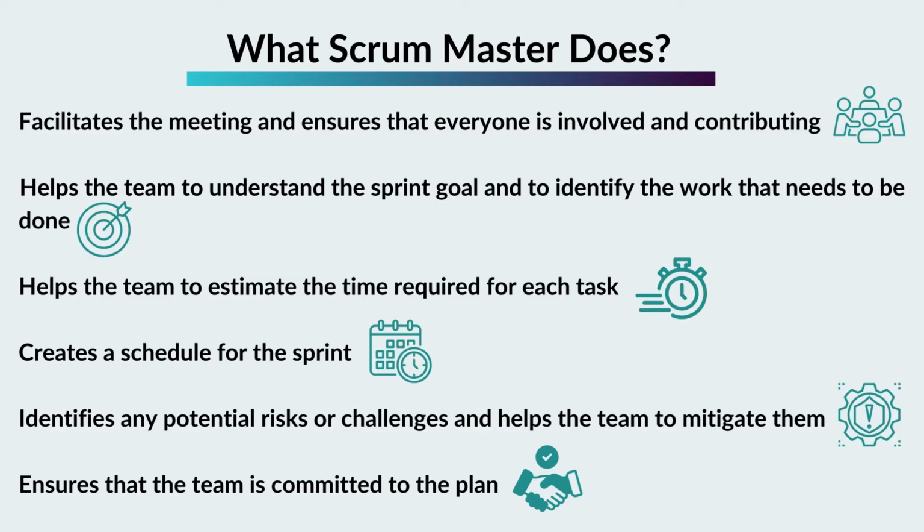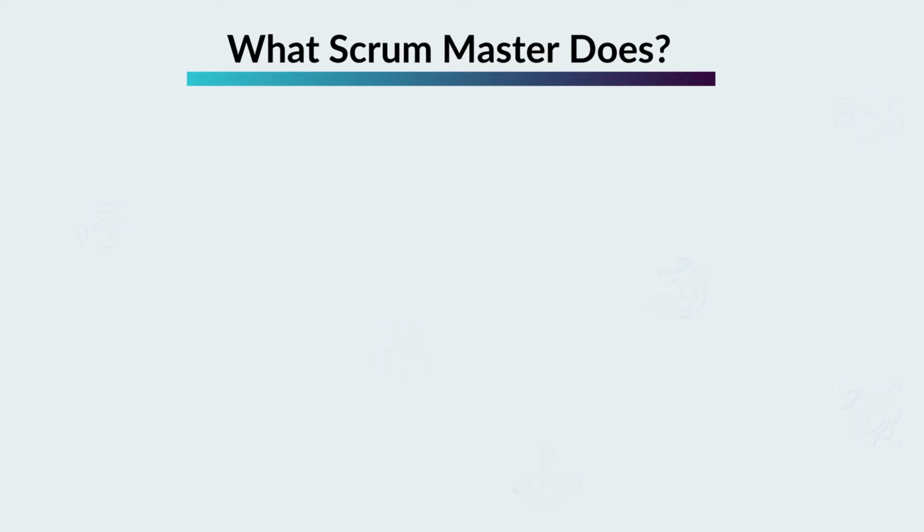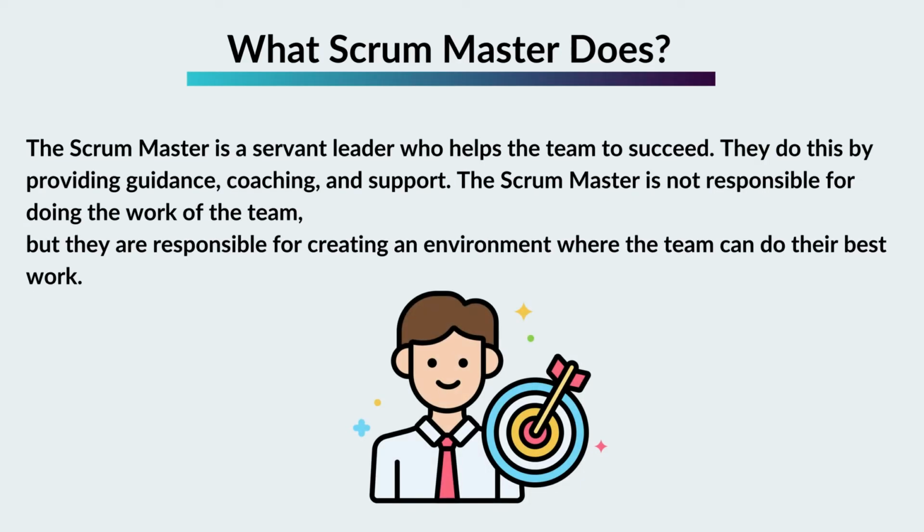The Scrum Master is a servant leader who helps the team to succeed. They do this by providing guidance, coaching, and support. The Scrum Master is not responsible for doing the work of the team, but they are responsible for creating an environment where the team can do their best work.